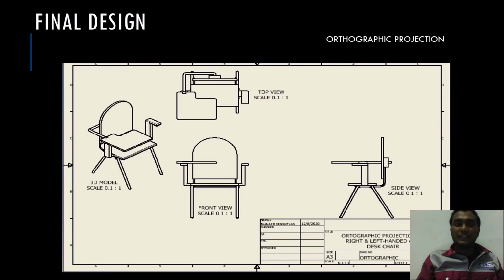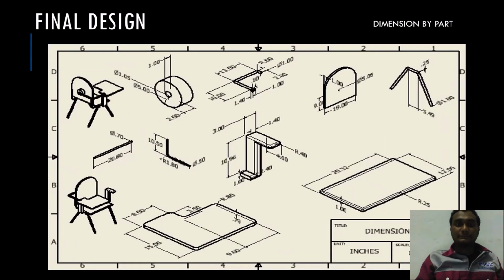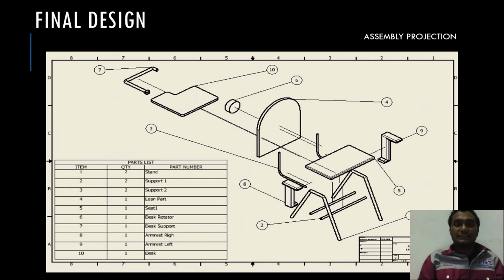So let's look into the final design drawings of the project. We came up with this new design of chair after some consideration of the few concepts that we made earlier. This is the orthographic projection of the chair, and this is the drawing of several main components of the chair with the dimensions. As you can see, these are the main parts of the chair. This engineering drawing shows the assembly projection of the chair in detail, and that's the table listing down the main parts of the chair.